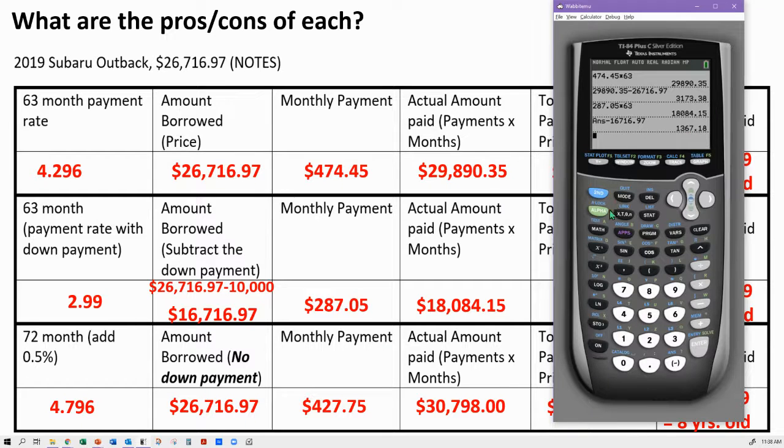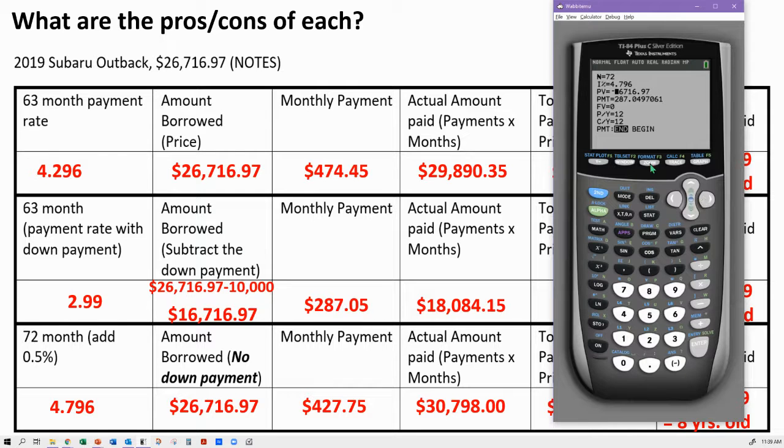Okay, and then that last one. So again, going back to apps, finance, TVM solver. The last one, you just need to make sure that you have 72. So 72 months. The interest rate, we just need to add the 0.5%. So the interest rate is what we got from the table. So from the table, it was 4.296. So if I take 4.296 right here in my TVM solver and add the 0.5, it's 4.796, and that's why I have 4.796 here.